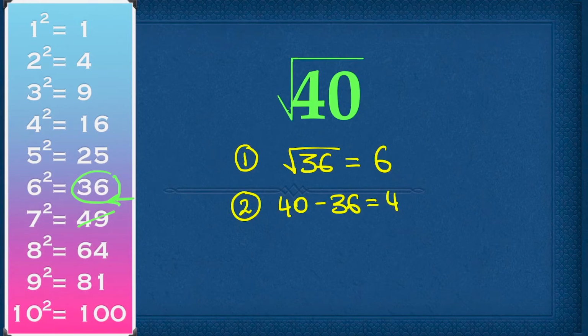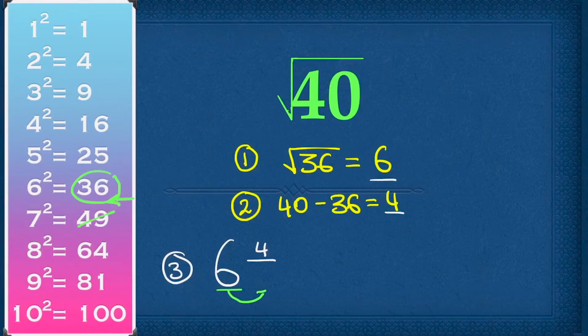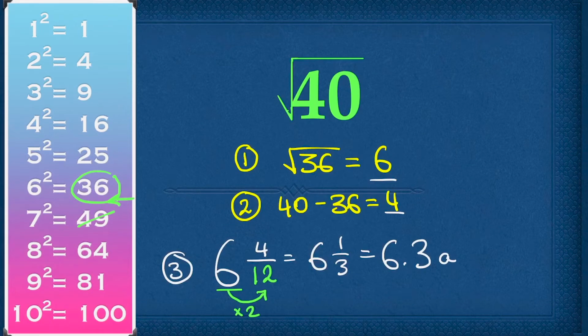Now let's go on to our final step, in which we are going to write this 6 as the whole number. We're going to write the 4 as the numerator. Now we have to find the denominator. To find the denominator, we're going to times the whole number, which is 6, by 2. So 6 times 2 is going to be 12. So we have 6 and 4 over 12. We can also write this as 6 and a third. 6 and a third as a decimal is obviously 6.3 approximately. So we know that the square root of 40 is 6.3 approximately.